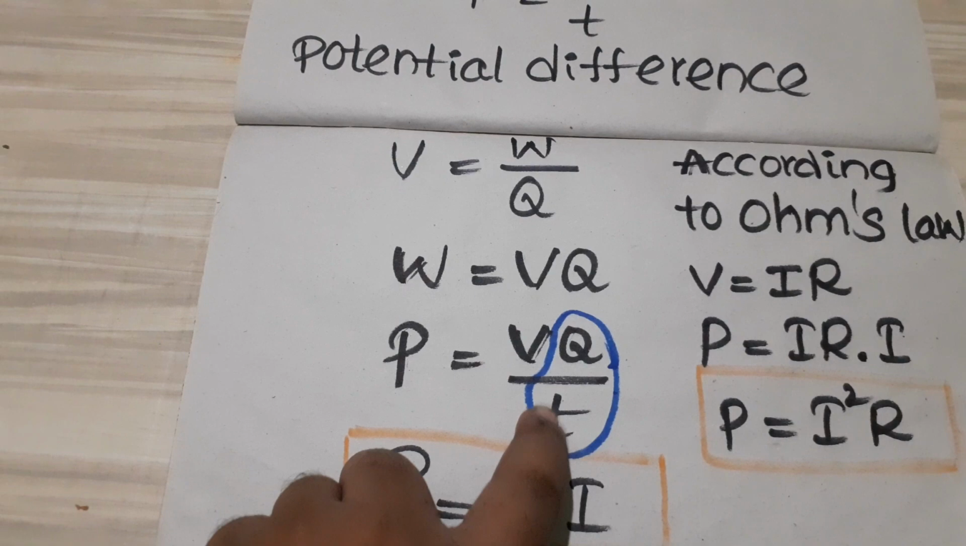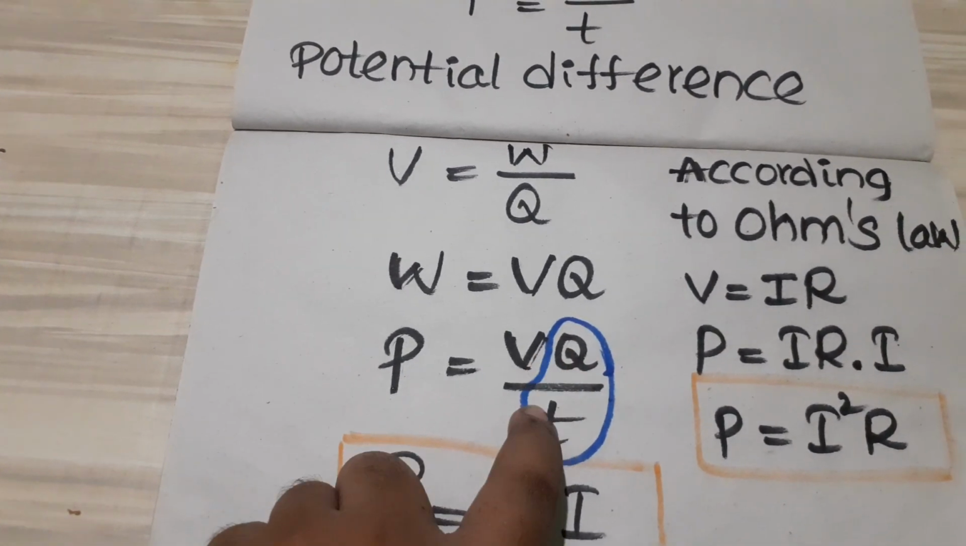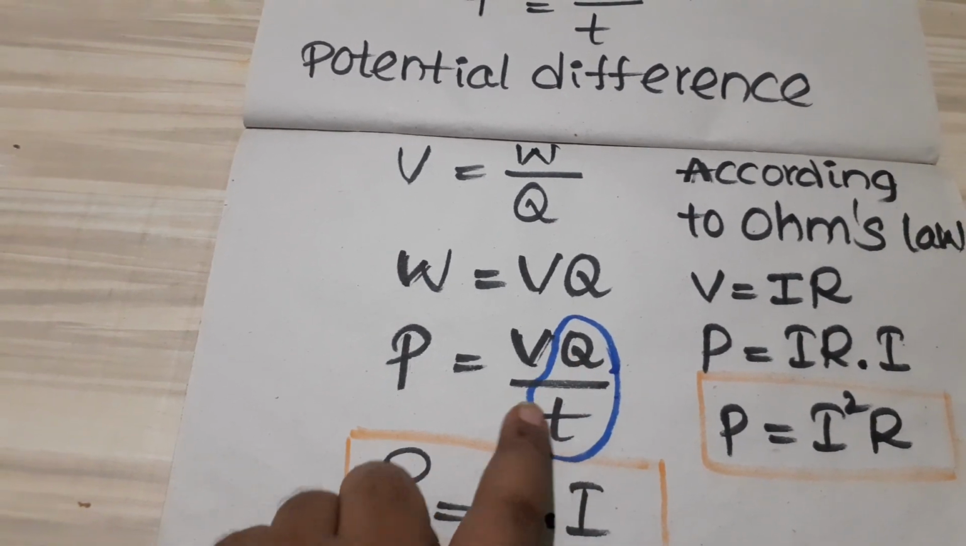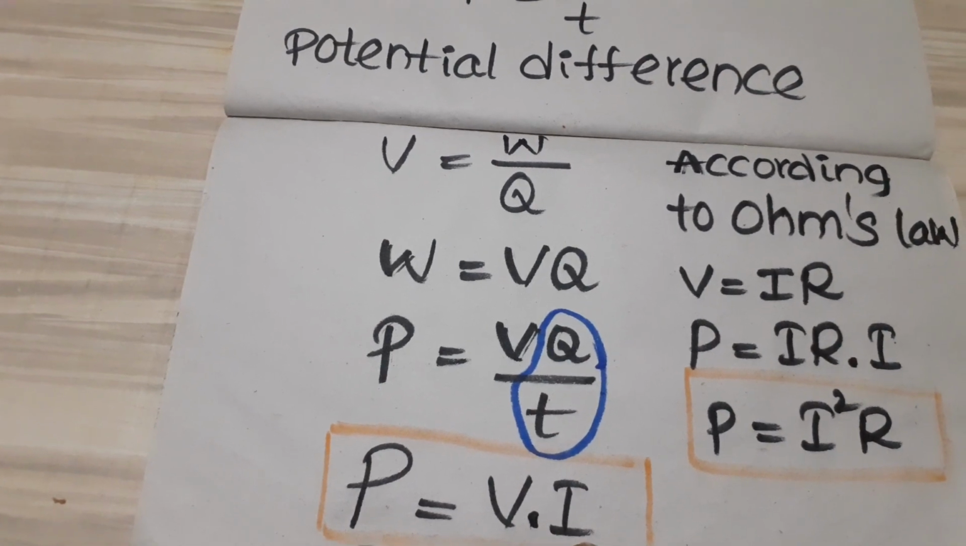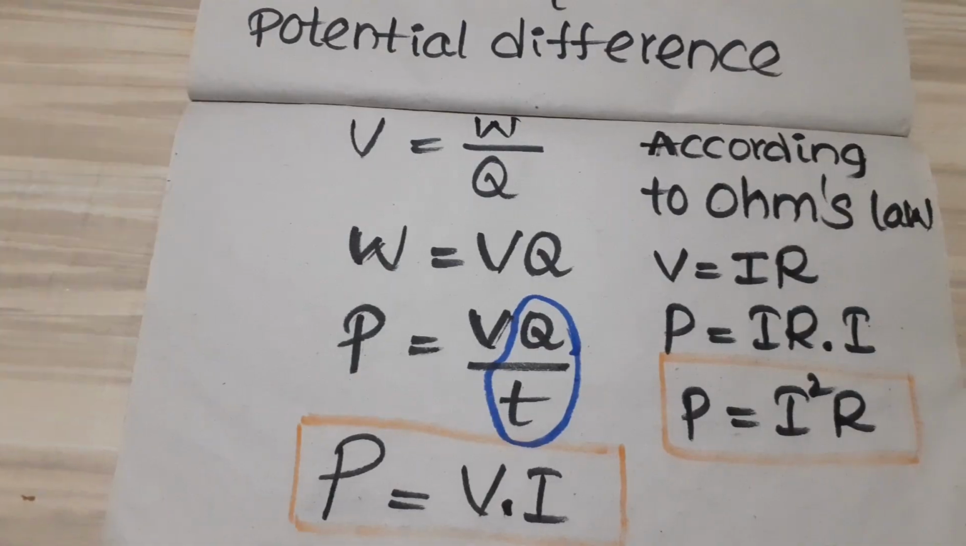Here Q by T: Q means charge, T means time. Q by T is defined as current I. So P equal to V into I, where V is the potential difference and I is the current.